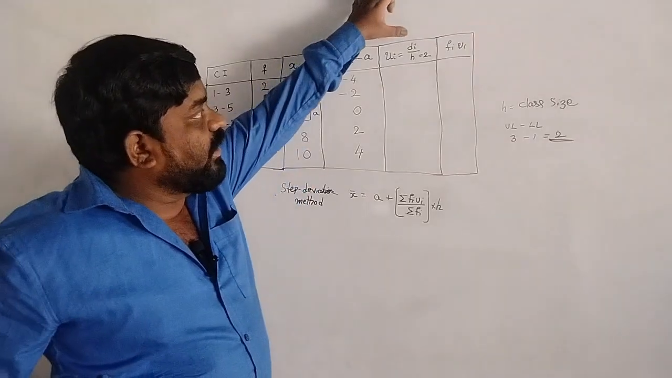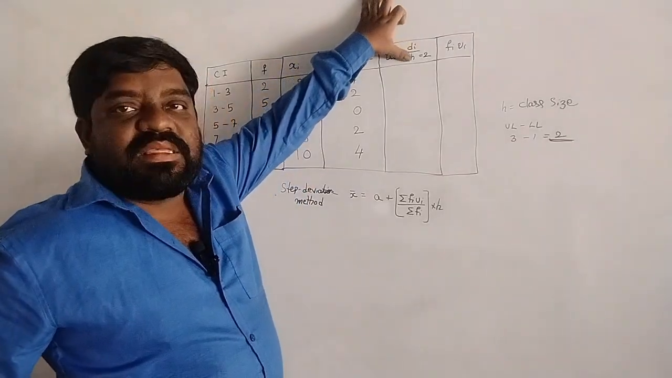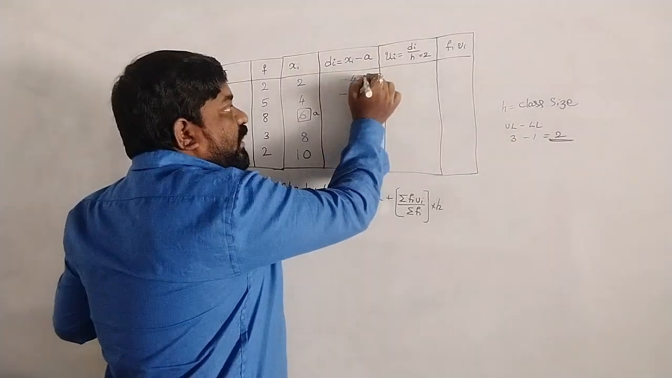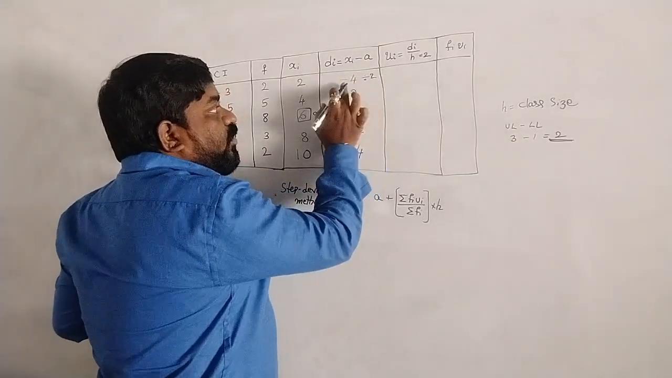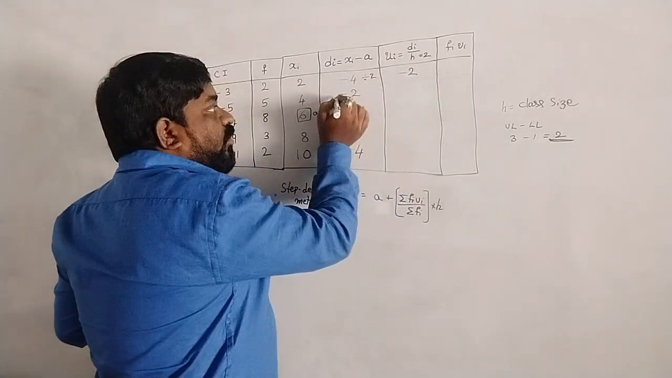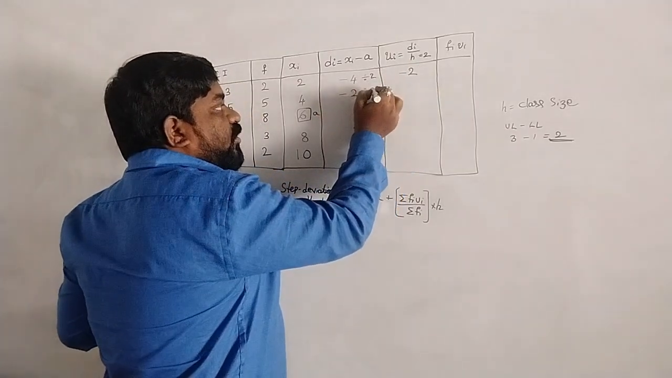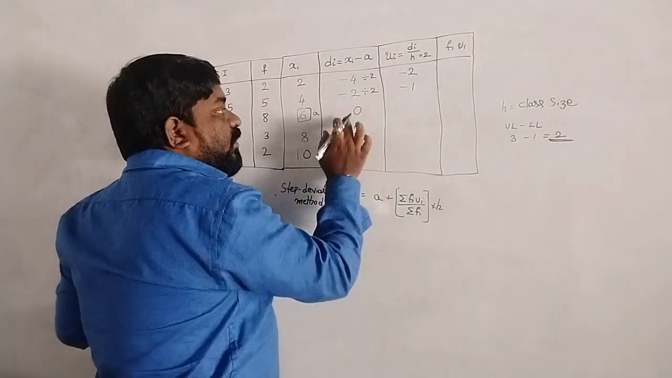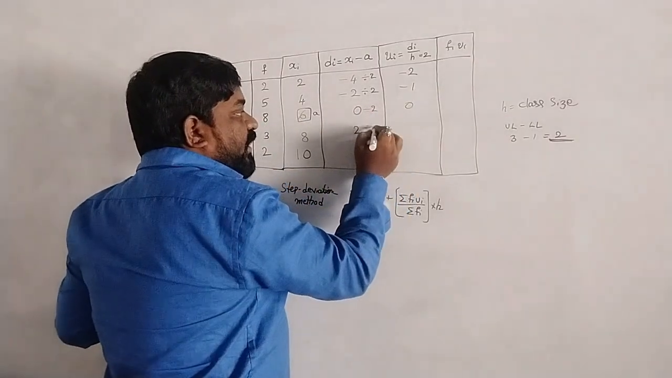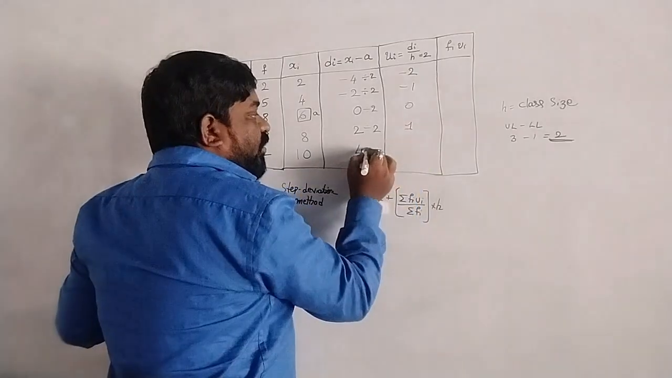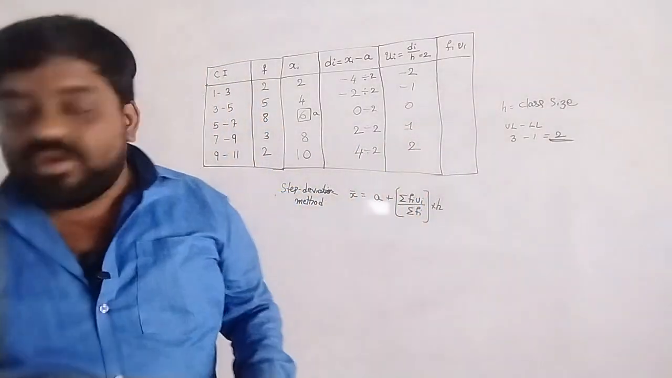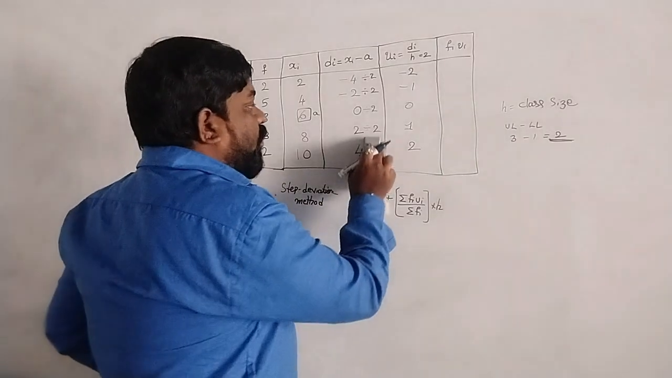Now we need to divide di by h, that is by 2. So this is the di column. If I divide this by 2, minus 4 divided by 2 is minus 2. Minus 2 divided by 2 is minus 1. 0 divided by 2 is 0. 2 divided by 2 is 1. 4 divided by 2 is 2. So we got the ui column.